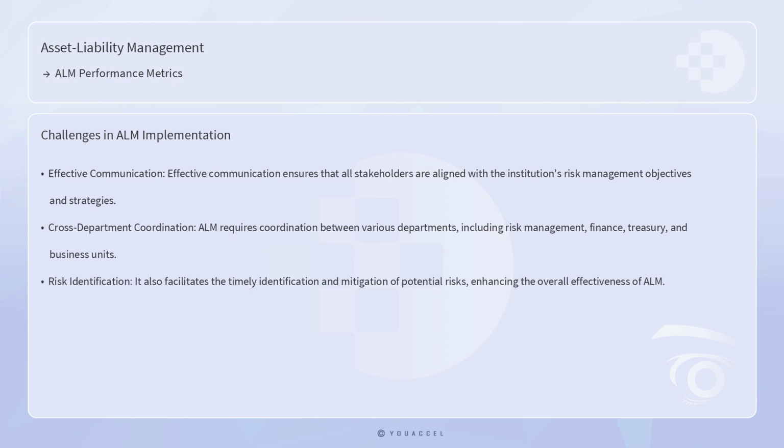Another challenge is the need for effective communication and collaboration across different functions within the institution. ALM requires a holistic approach that involves coordination between various departments, including risk management, finance, treasury, and business units. Effective communication ensures that all stakeholders are aligned with the institution's risk management objectives and strategies. It also facilitates the timely identification and mitigation of potential risks, enhancing the overall effectiveness of ALM.